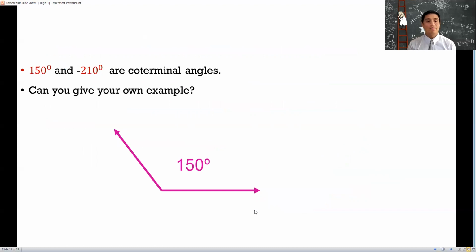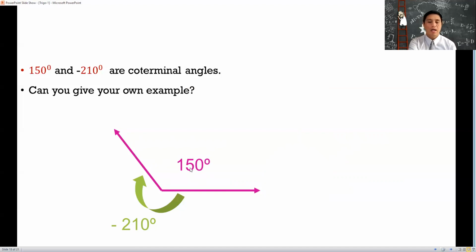Another example is 150 degrees and negative 210 degrees are also coterminal angles. Okay? Because of this. 150, starting from the positive x-axis, will go here and end at this line. Also, negative 210, go to clockwise direction from this positive x-axis. You will also end at that line. So that is also the terminal side. So these two angles are coterminal. Now, can you give your own example? I want you to think of your own example of two angles that are coterminal.